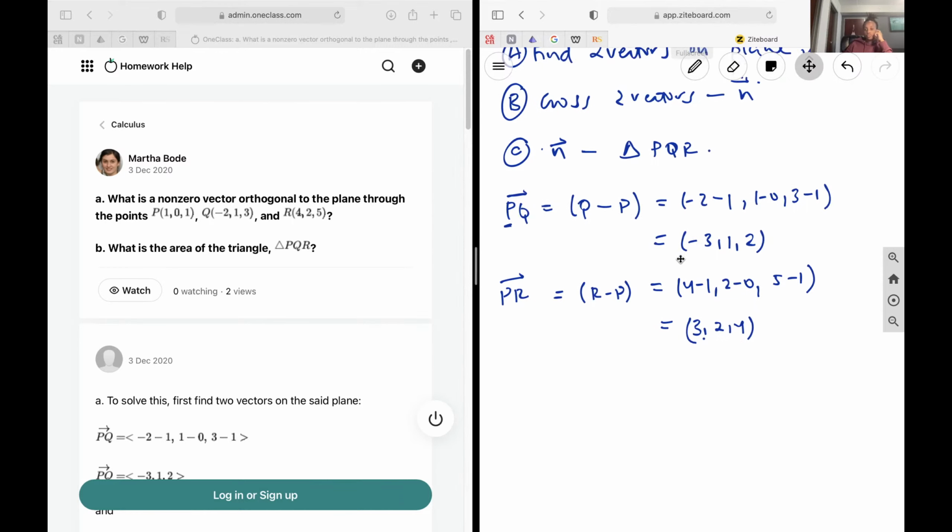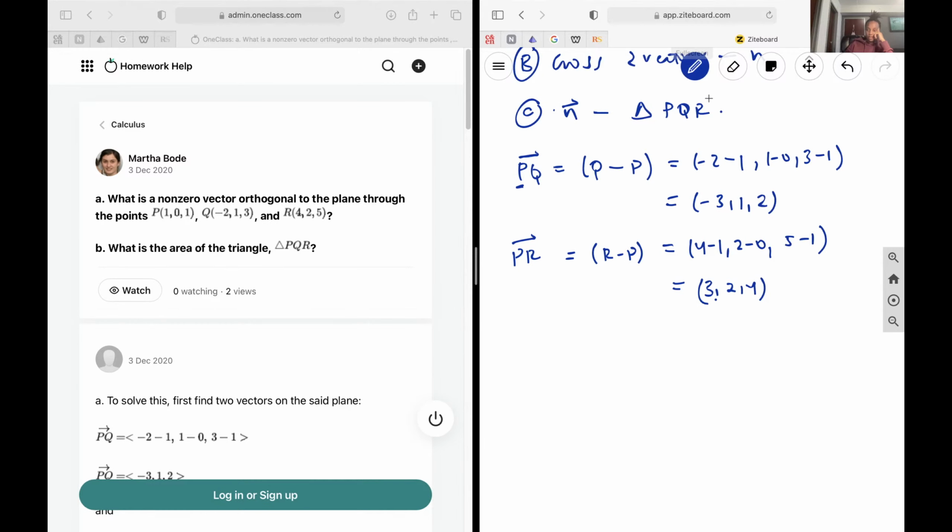Next up, I'm going to want to cross them, I'll call this R1 and R2, in order to determine my perpendicular vector. So R1 cross R2 is going to be i, j, k. And then I put in my first one, so -3, 1, 2. And then my second one, 3, 2, 4. And I go about crossing them.